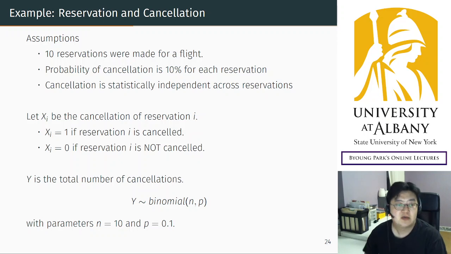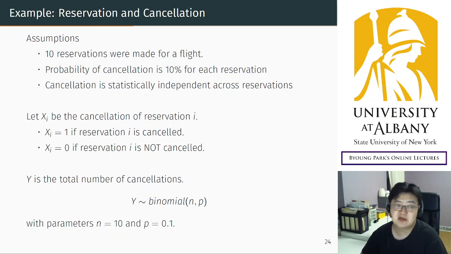Hello. In the last lecture, I introduced the binary distribution, and we are going to extend the binary distribution to the binomial distribution. So, as I promised last time, we are going to think of an interesting example, and we'll derive how we calculate the binomial distribution probabilities.